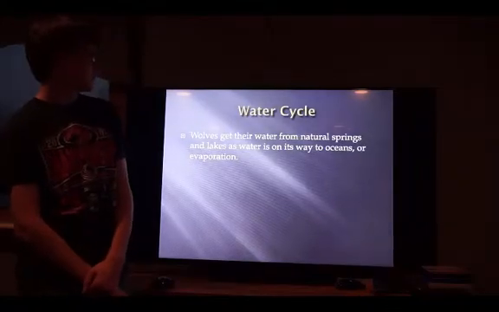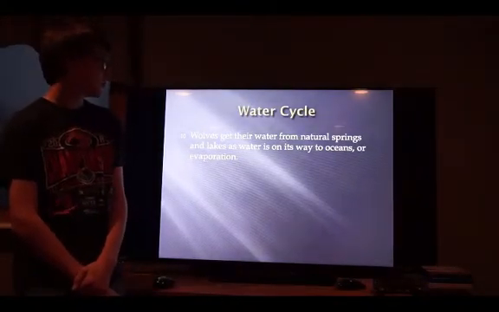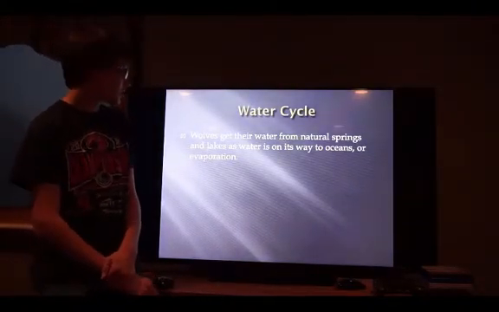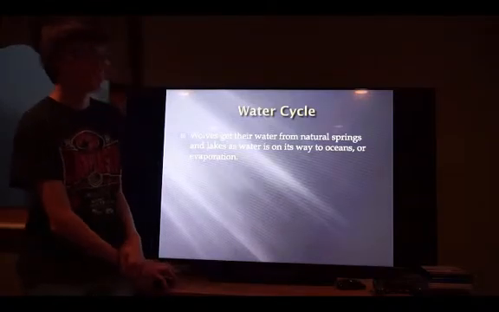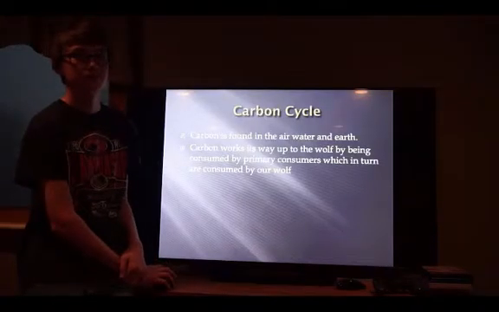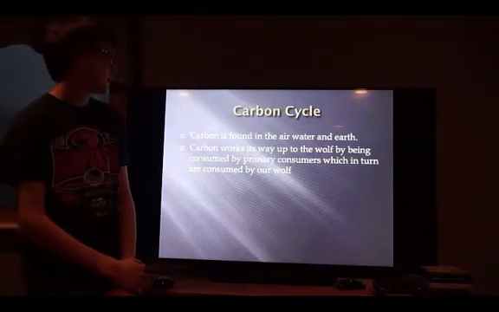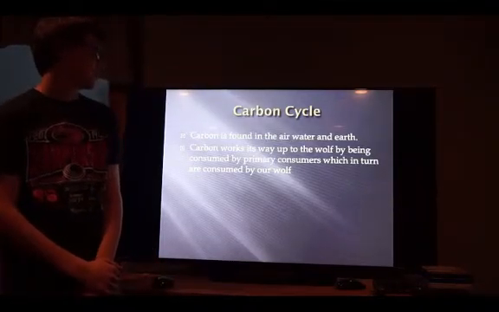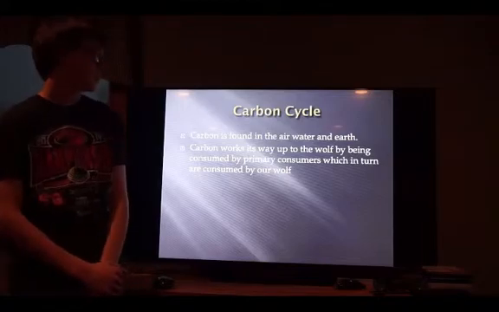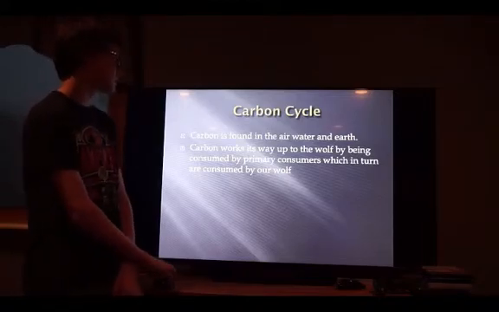Water cycle: wolves get their water from natural springs and lakes, as water is on its way to oceans or lakes and evaporation. Carbon cycle: carbon is found in the air, water, and earth. Carbon works its way up to the wolf by being consumed by primary consumers, which in turn are consumed by our wolf.